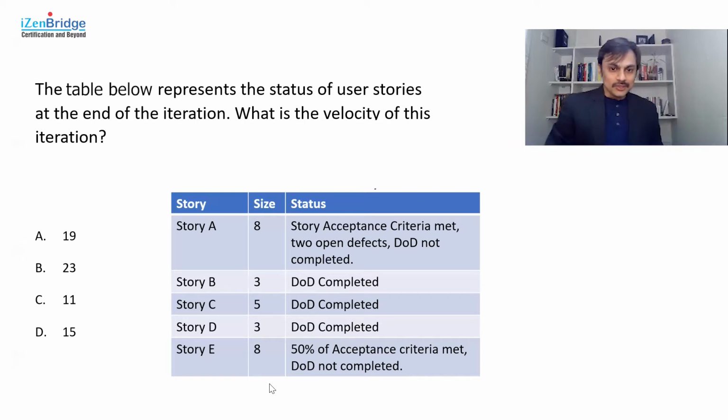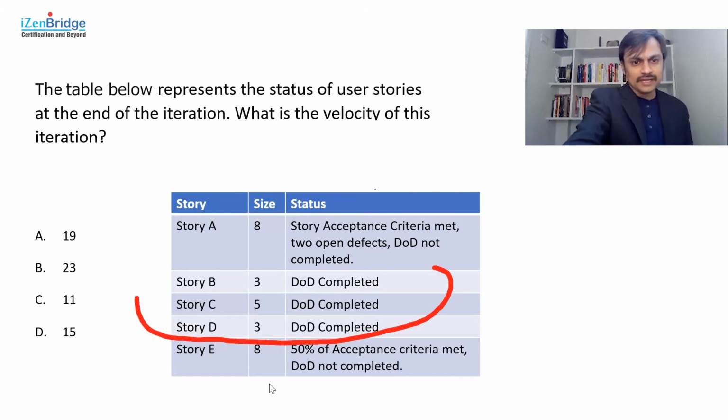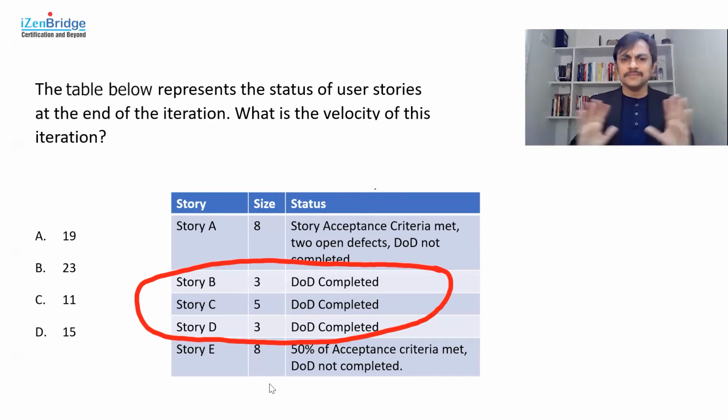One thing is pretty simple: these 3 will get counted when we are calculating velocity, because these 3 are simple cases. Story B, C, D are completed, and we should be counting them in the velocity. The only question is about A and E. Should we add some points from there? If yes, how many? That's the kind of confusion, and that's the concept this particular question is testing.